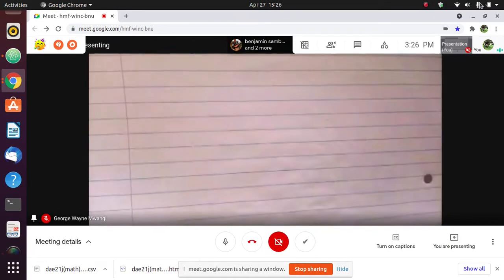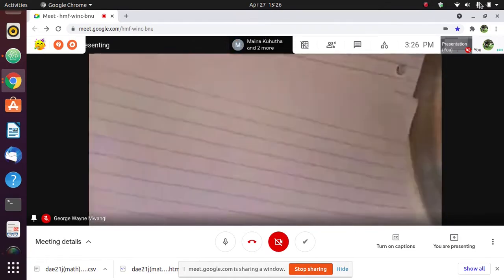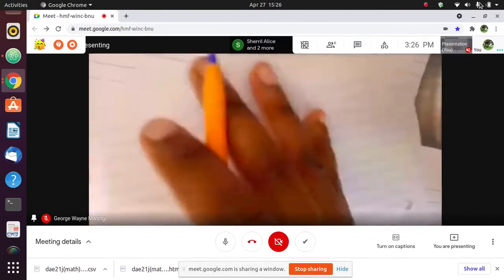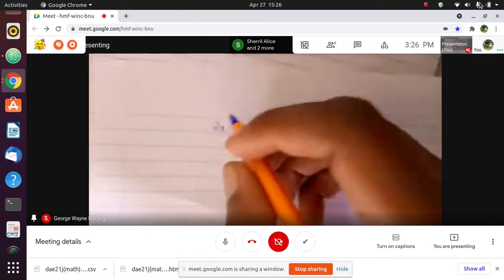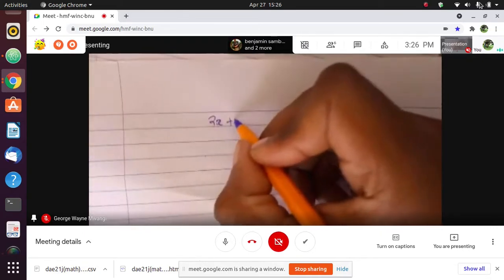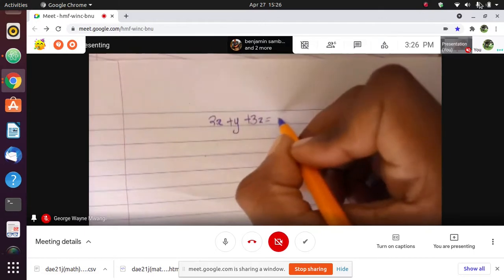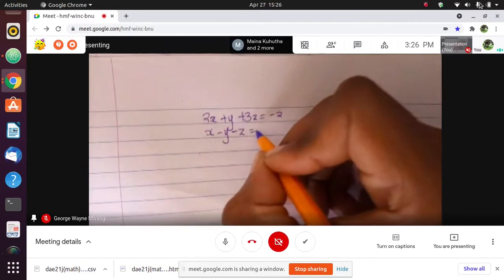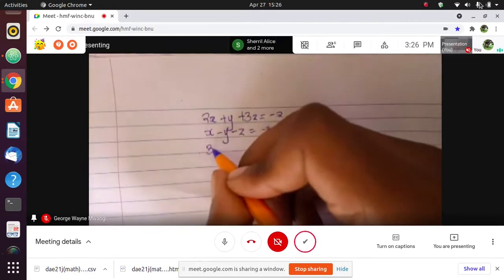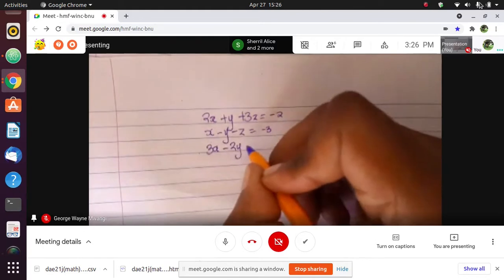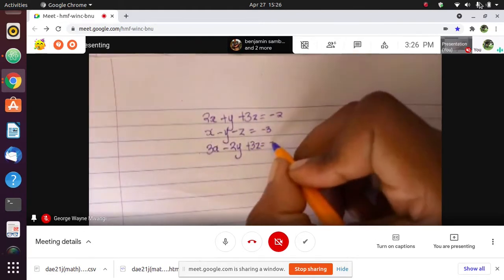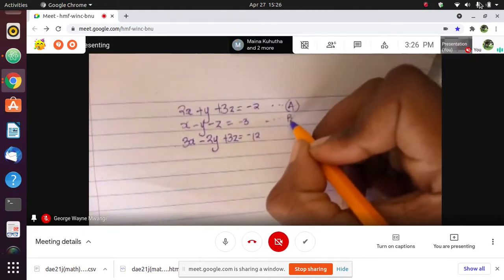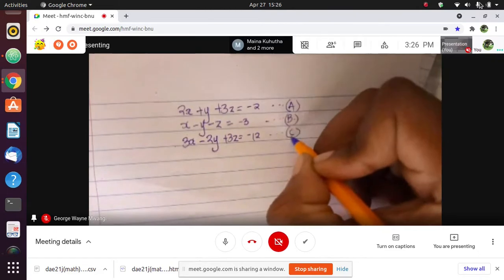Let us try another example. We have 2x plus y plus 3z is equals to negative 2. We have x minus y minus z is equals to minus 3. We have 3x minus 2y plus 3z is equals to minus 12. Let's label this as equation A, this as B, and this as equation C.